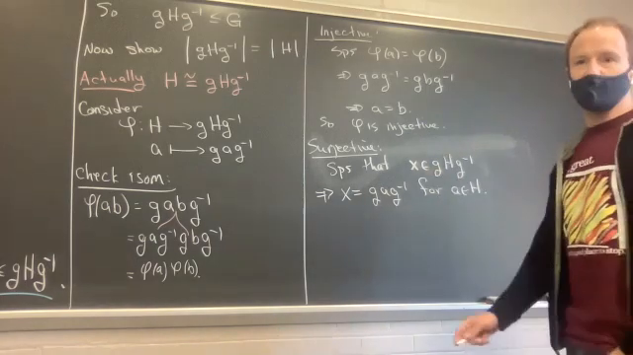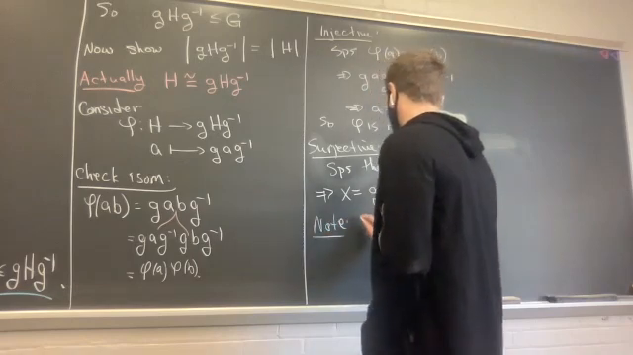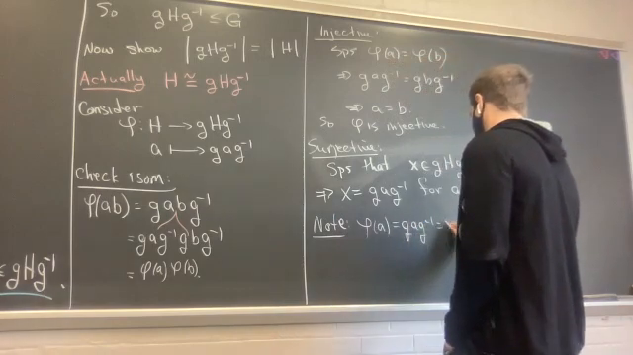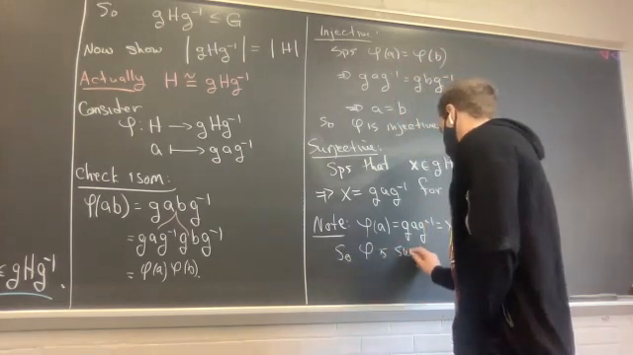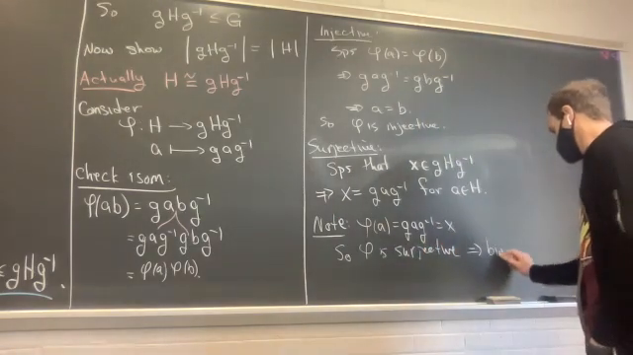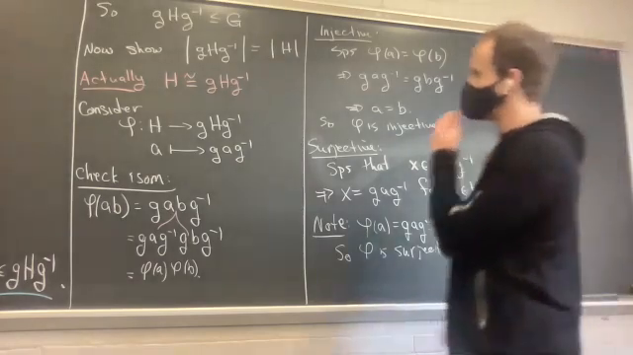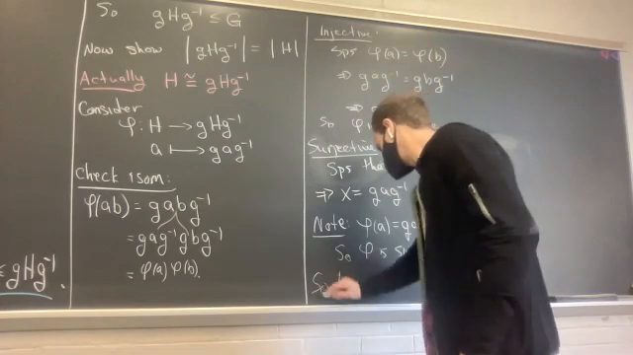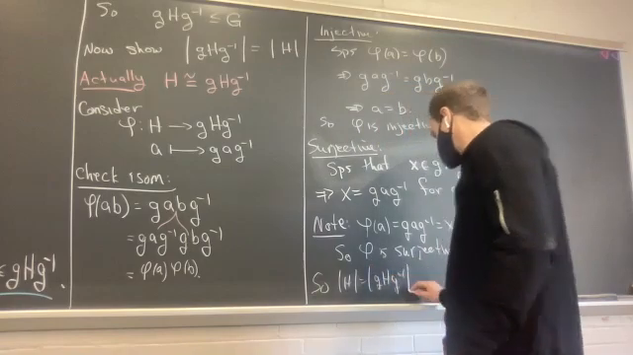But I mean, that gives us our pre-image, right? So maybe we'll just notice that phi of A equals GAG inverse, which equals X, which tells us that phi is surjective, which implies bijective, but bijective means this. So the size of H equals the size of GHG inverse.